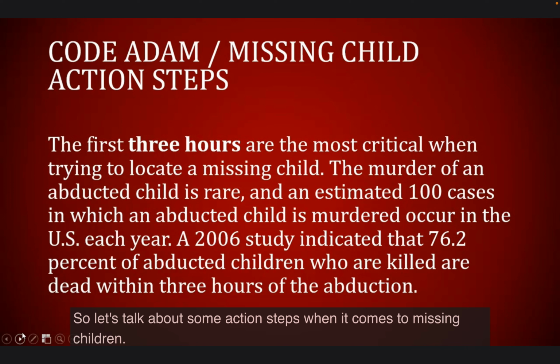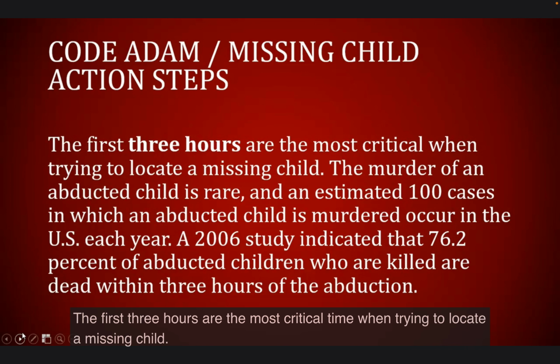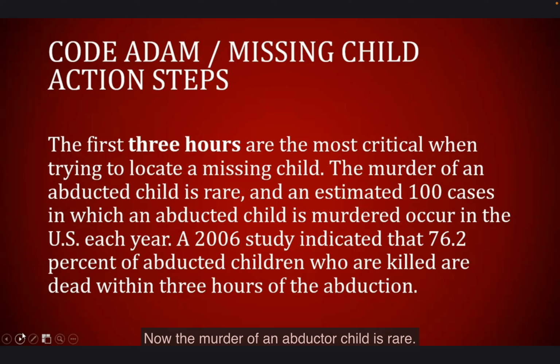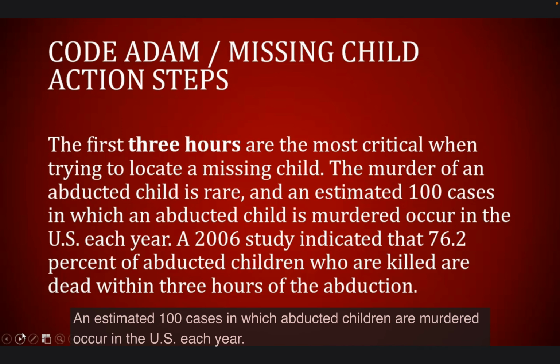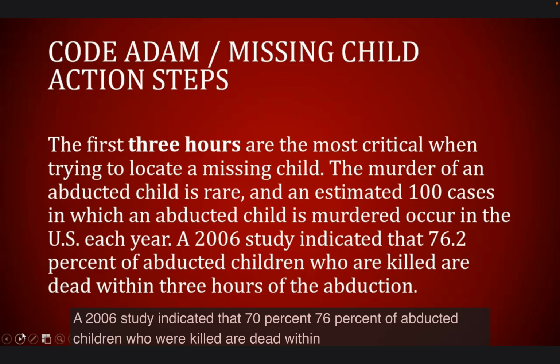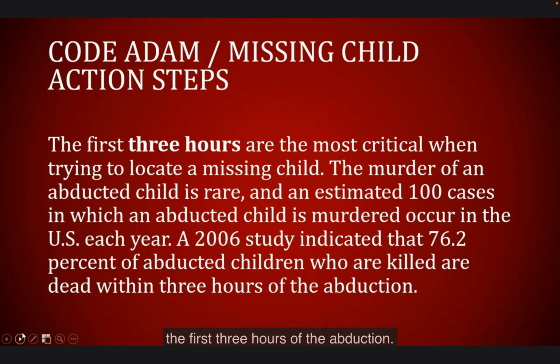So let's talk about some action steps when it comes to missing children. The first 3 hours are the most critical time when trying to locate a missing child. Now, the murder of an abducted child is rare, and an estimated 100 cases in which abducted children are murdered occur in the U.S. each year. A 2006 study indicated that 76% of abducted children who are killed are dead within the first 3 hours of the abduction. So that first 3 hours is crucial.